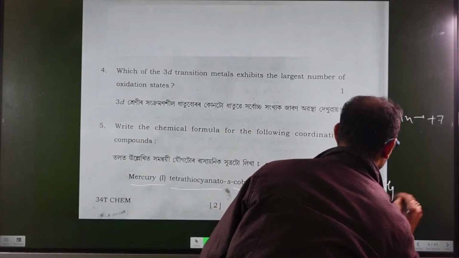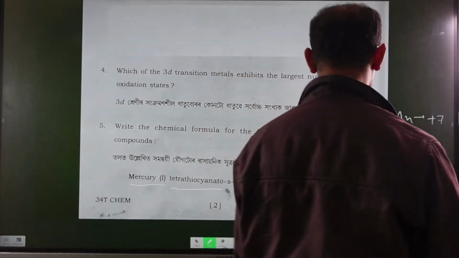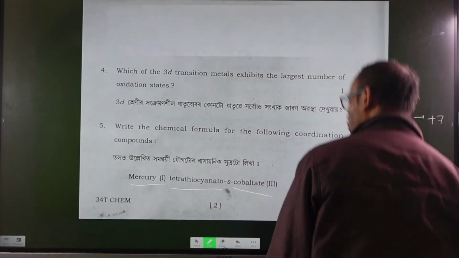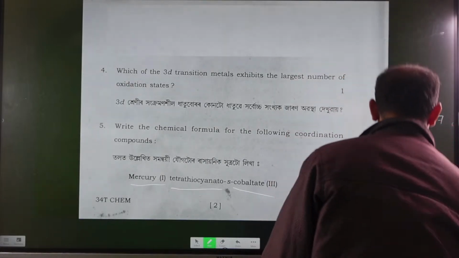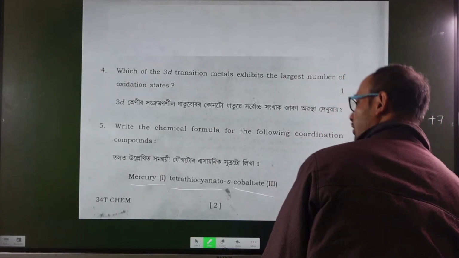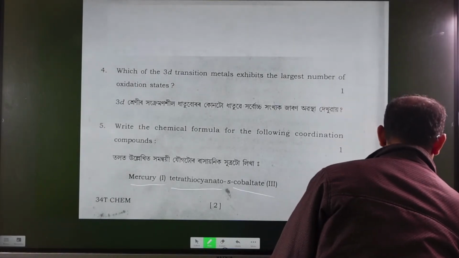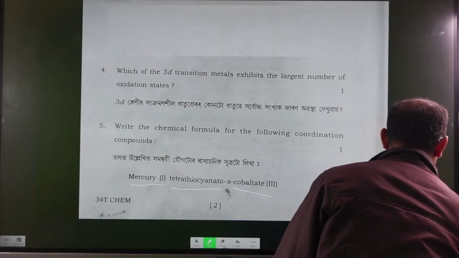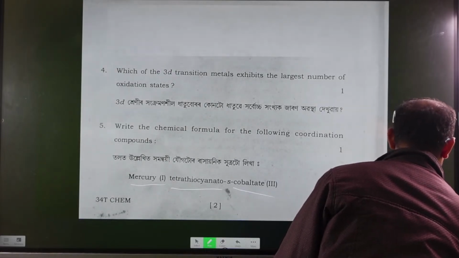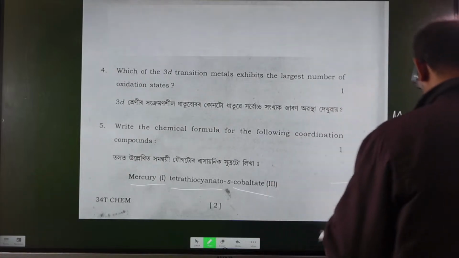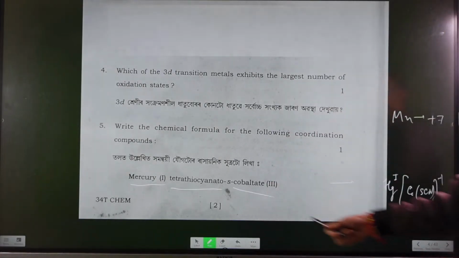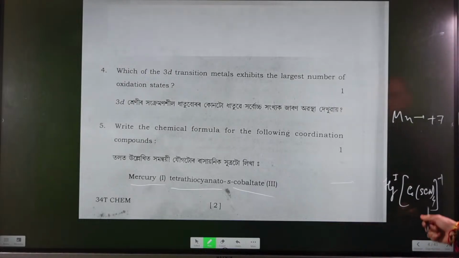Mercury is outside the coordination sphere, in the +1 oxidation state, as you know. This is your metal. Then inside the coordination sphere you can write the tetrathiocyanate, cobalt with SCN minus one. Tetrathiocyanato-S means the sulfur is connected with the metal. This is the structure of this coordination compound. Moving to the next question.